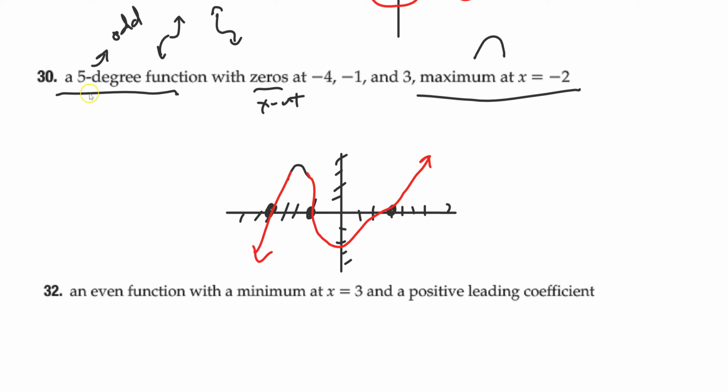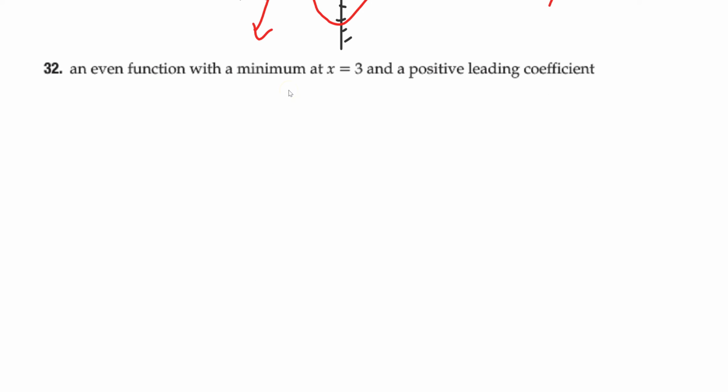If you're trying to force the 5th degree, then you could always add a little thing at the end to make it 4 turning points. But again, you don't need to. So there's that one. Let's do one more.